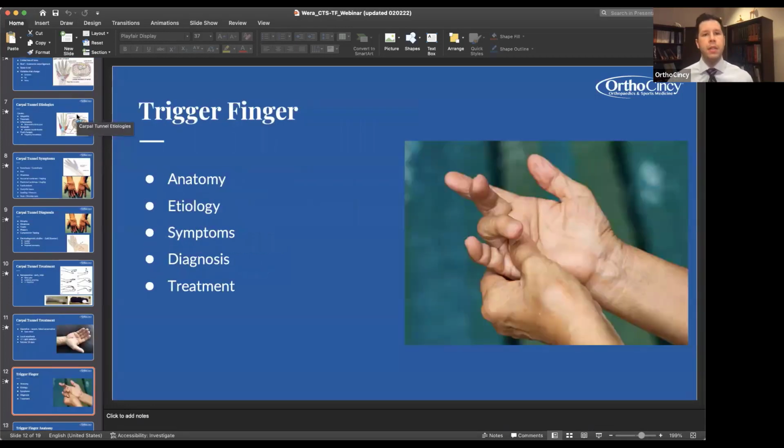So next is trigger finger. So again, we're going to review the anatomy, the causes, the symptoms, diagnosis, and treatment. And so the picture to the right is a pretty classic picture of a trigger finger, or when people come into the office and they say, hey, my finger is really, really hurting. It catches like this, and then I have to basically pop open my finger, or I have to take my other hand and open my finger. And so we'll get to that here in a second.